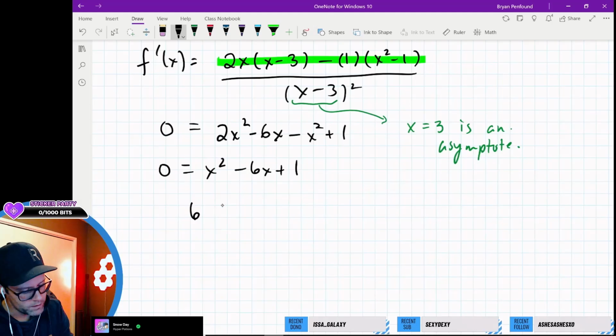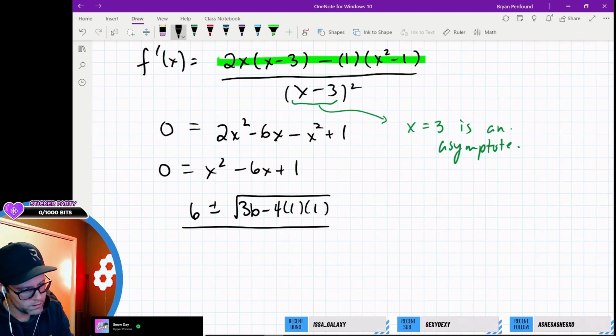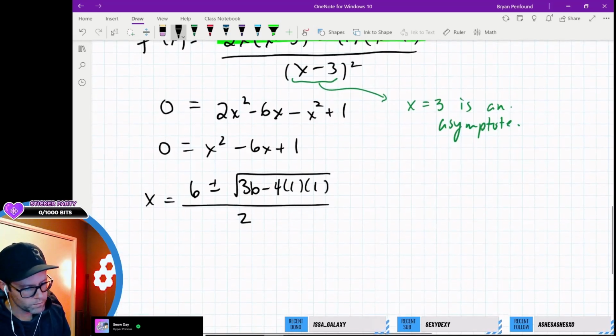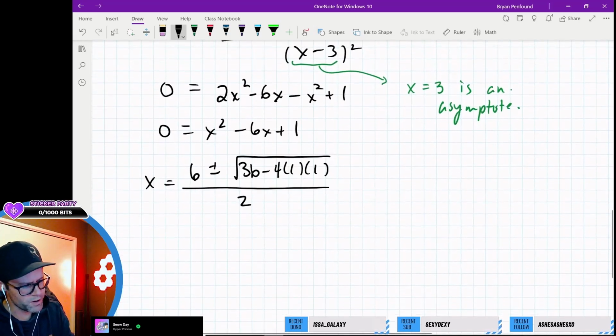Negative b plus or minus the square root of b squared minus 4 times a times c. No, it's solvable. All over 2a. So we just get root 32. Oh, these are gross. 6 plus or minus root 32 over 2. Blech.